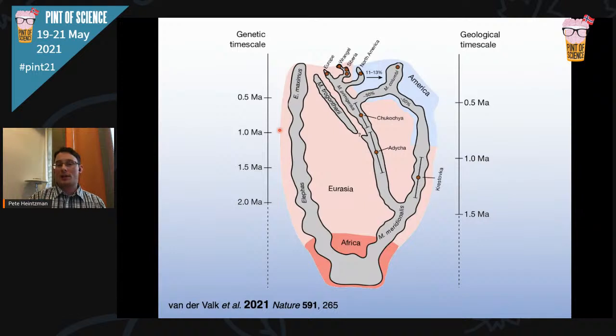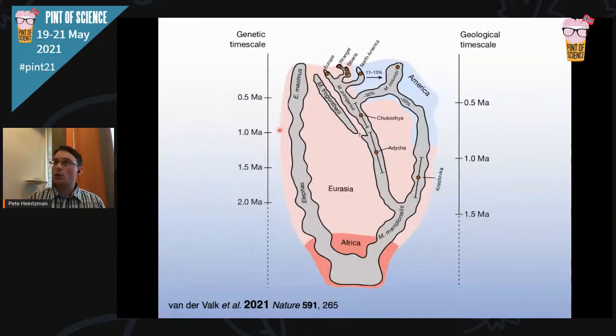If we put these data into a cartoon, we can tell a story where at the base here we've got the ancestor of mammoths and Asian elephants, which are the most closely related living animal to mammoths. They were living in Africa, and then they diverged within Africa. And then the first mammoth lineage that we know of was Mammuthus meridionalis, the southern mammoth. And then the southern mammoth split into these two distinct lineages, the Adichia and Krestovka. So these are the steppe mammoths.